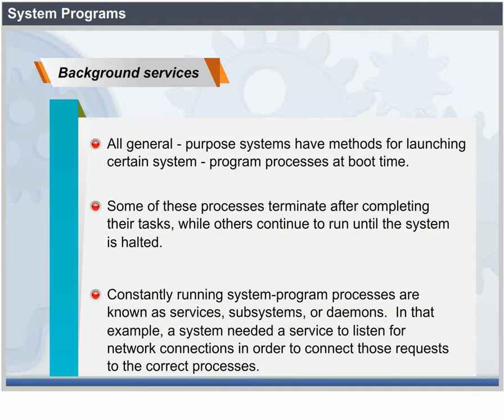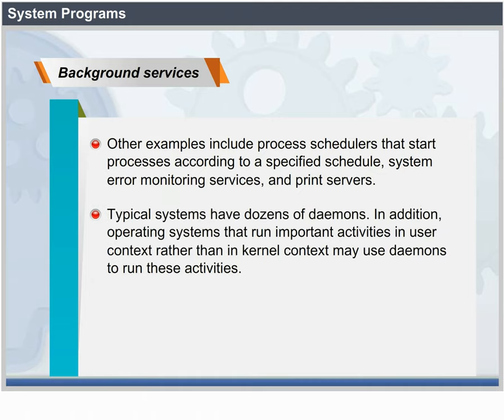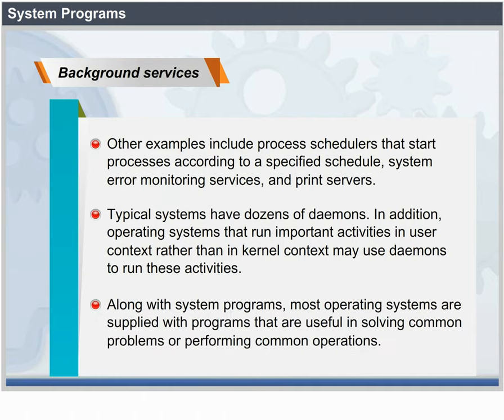Other examples include process schedulers that start processes according to a specified schedule, system error monitoring services, and print servers. Typical systems have dozens of daemons. In addition, operating systems that run important activities in user context rather than in kernel context may use daemons to run these activities.